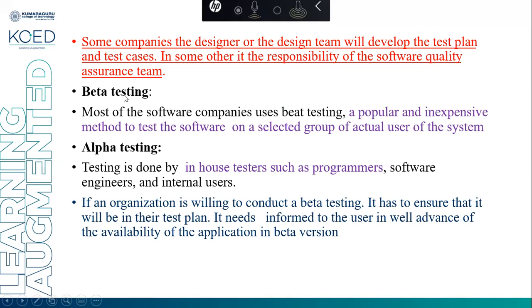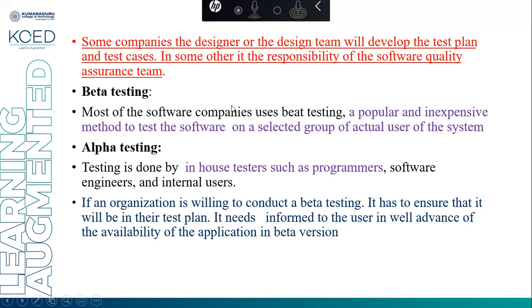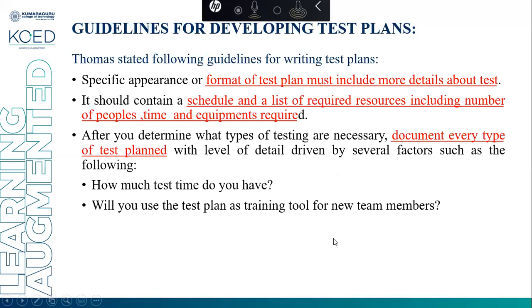Alpha testing generally happens at the developer's place, and beta testing happens at the user's place. Alpha testing will be conducted at the development team's place, with all the support essential to run the program. If an organization is willing to conduct beta testing, it has to mention that in its test plan. It needs to inform the user well in advance of the availability of the application in beta version.